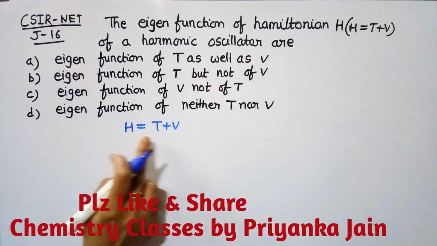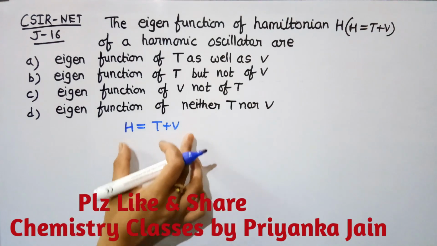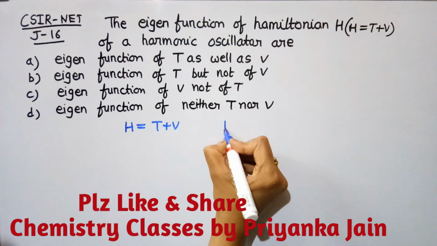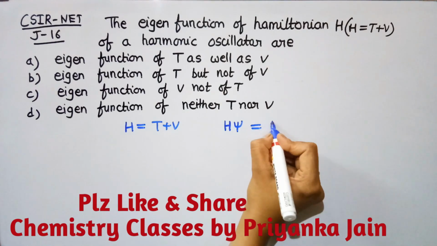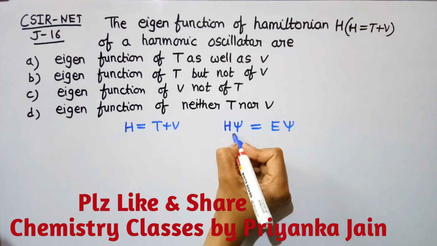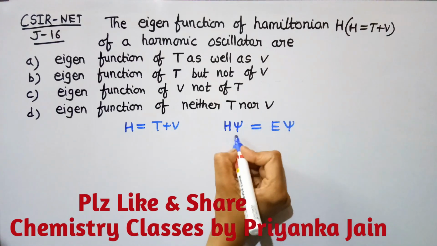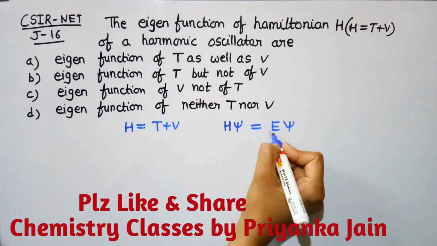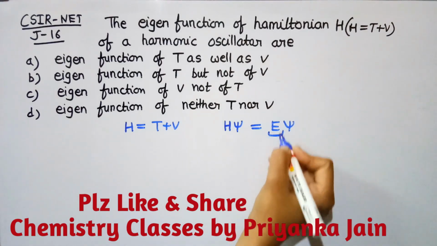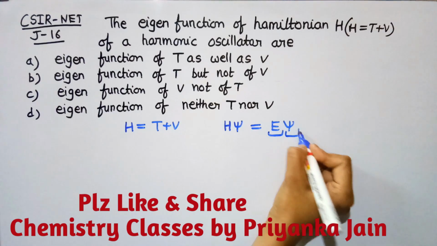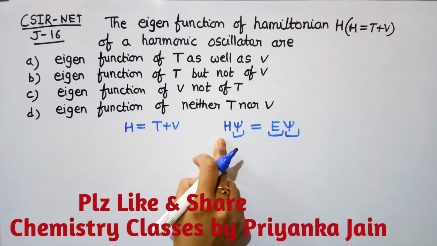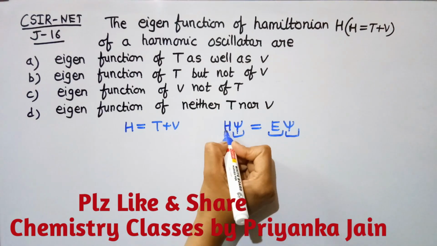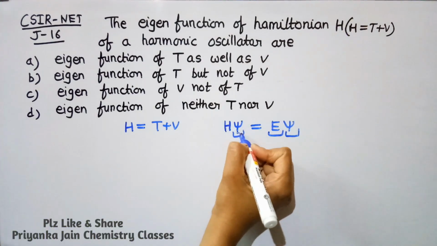Now here we have given in the question that H is equal to T plus V. We all know that this is the Hamiltonian operator, that is the total energy operator, and it is equal to T plus V, right? Now here what is the question? The eigen function of Hamiltonian operator. It means if we are writing it in this way, H psi is equal to E psi. This is the eigen function because by this equation, when we are operating this Hamiltonian operator on the psi, then we are getting the psi as it is. Here simultaneously we are getting this value, that is the eigen value, and this is the eigen function of this Hamiltonian operator.